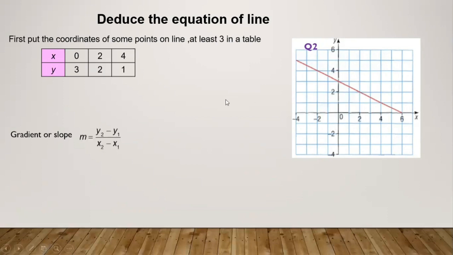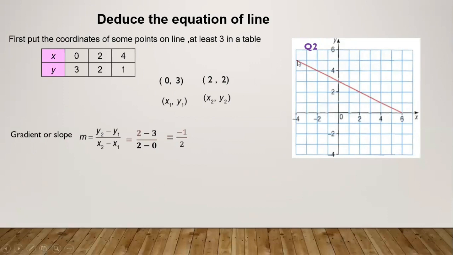We write the formula, m is equal to y2 minus y1 upon x2 minus x1. Let us take (0, 3) as our x1, y1, and let us take (2, 2) as our x2, y2. You can take any 2 points as x1, y1 and x2, y2; you will get the same slope. Then substitute: y2 is 2, y1 is 3, so 2 minus 3, x2 is 2 and x1 is 0, so 2 minus 0. 2 minus 3, integers, we give the sign of the bigger one and subtract. So 2 minus 3 is minus 1, so minus 1 upon 2 is our slope.